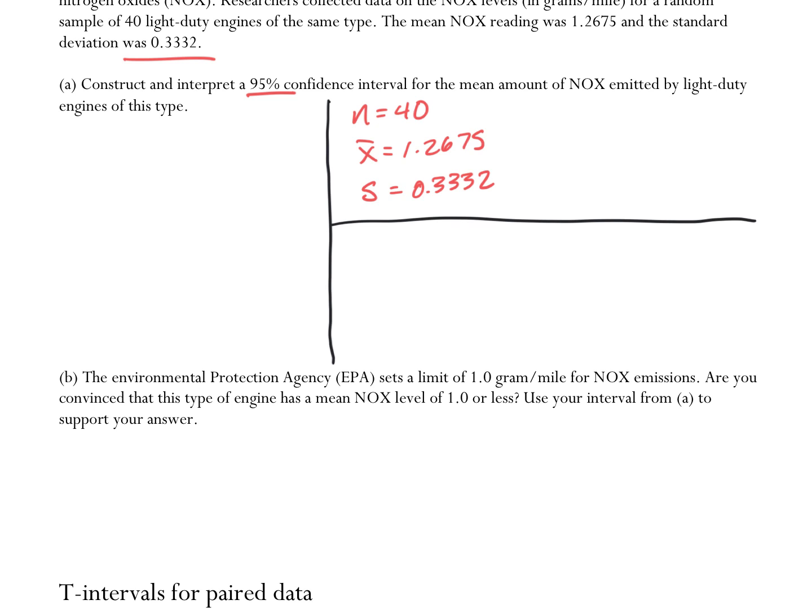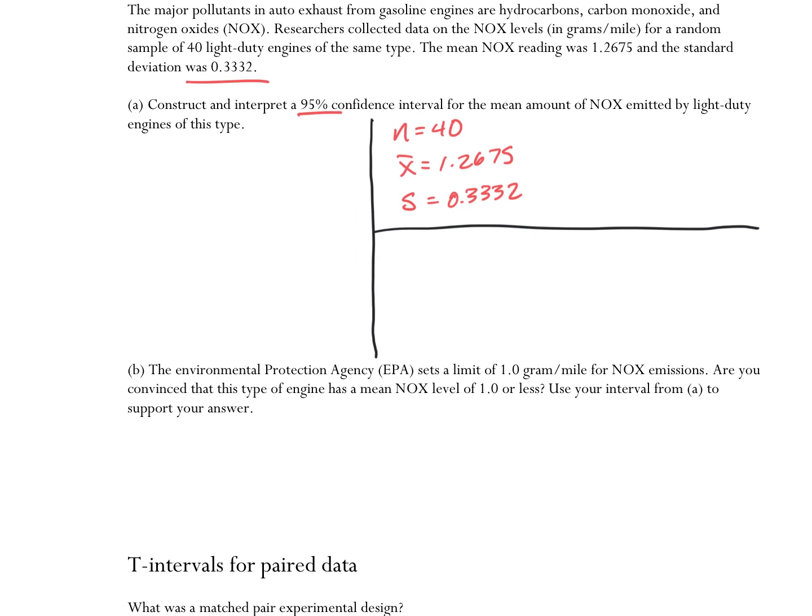So, knowing that information, what procedure should we use? A one sample t interval for mu, where mu is the true mean NOx level. Nitrogen oxides, duh.